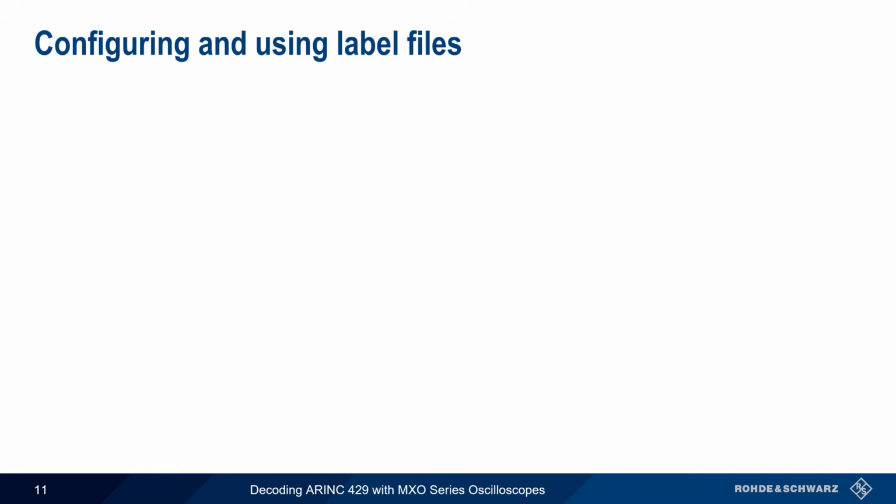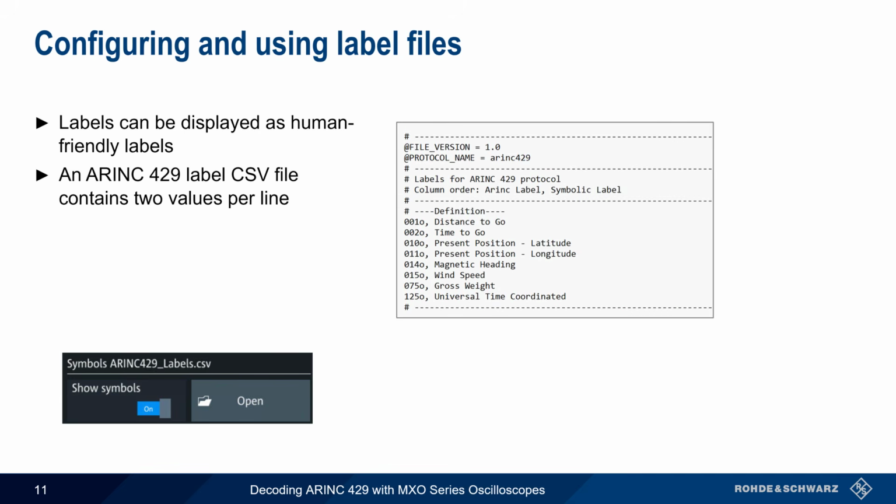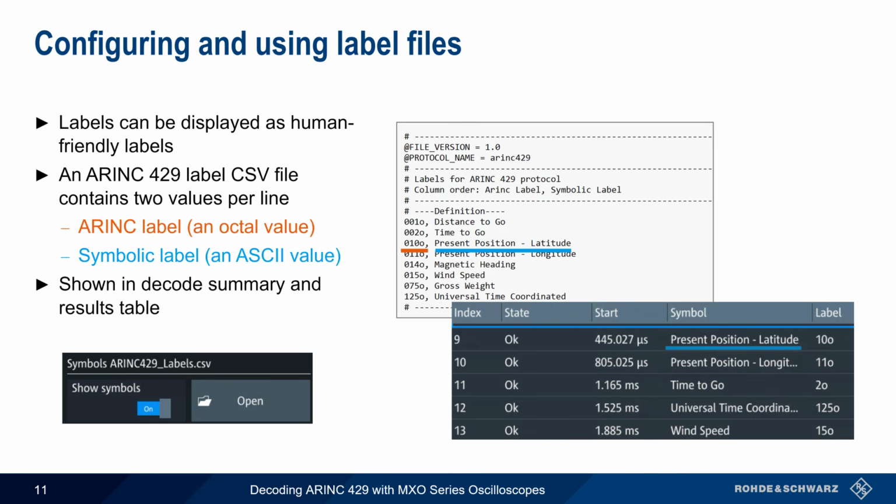Rather than viewing ARINC 429 labels as numeric values, it's also possible to display these as more human-friendly labels. This is done using an ARINC 429 label file in CSV format. Each label is on its own line, consisting of the octal label value and the user-friendly symbolic label in ASCII text. Our example here maps the octal value 10 to the label present position latitude. This is then used in the decode summary as well as in the results table.